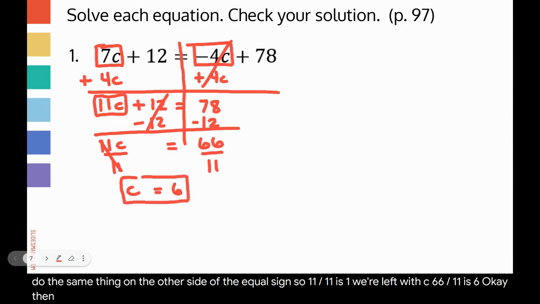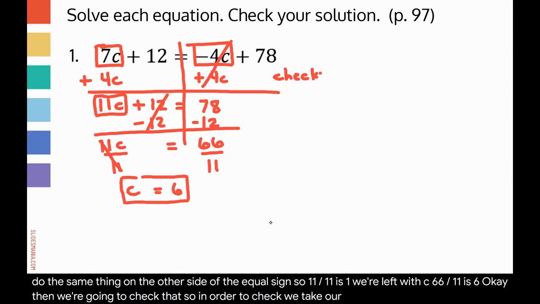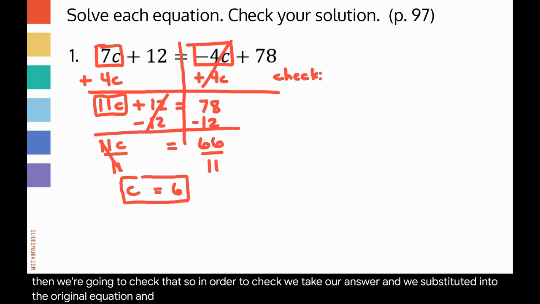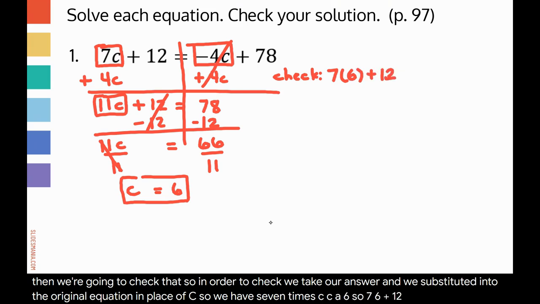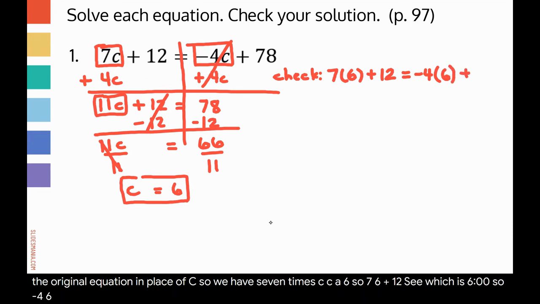Okay, and then we're going to check that. So in order to check, we take our answer and we substitute it into the original equation in place of c. So we have 7 times c, c is 6. So 7 times 6 plus 12 equals -4 times c, which is 6. So -4 times 6 plus 78.